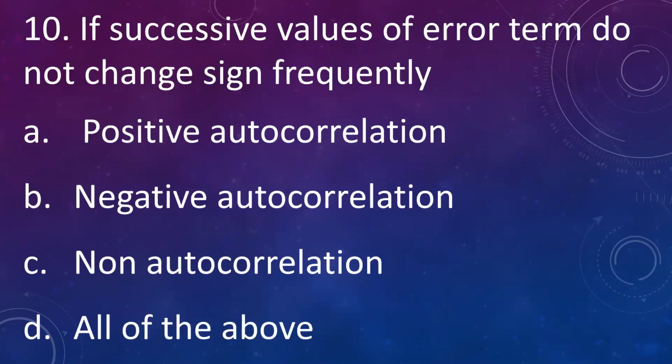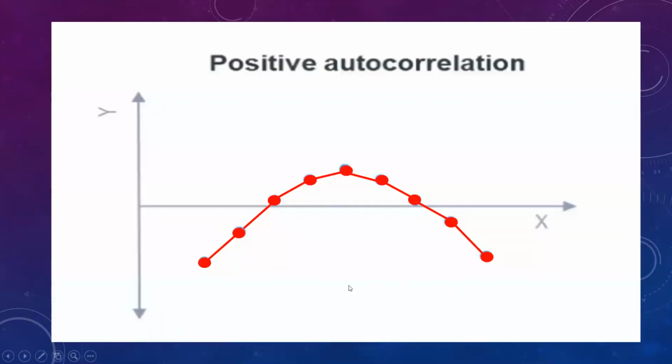If the successive values of the error term do not change sign frequently, then A. Positive autocorrelation, B. Negative autocorrelation, C. Non-autocorrelation, D. All of the above. Answer is A, positive autocorrelation. You can see here in the graph, the sign of error terms is not changing frequently. If it is negative for the first two values, then it becomes positive. Again it is positive continuously for 5, and then again negative. If such a pattern is there, then it is positive autocorrelation.